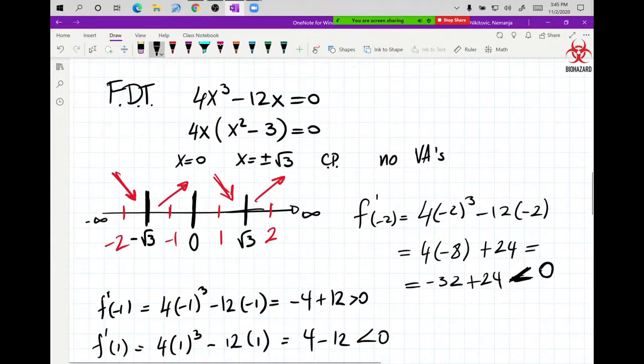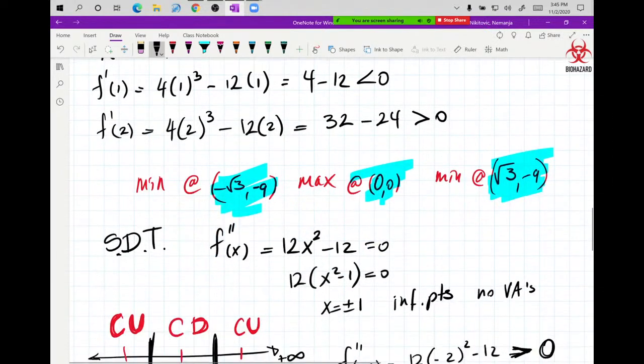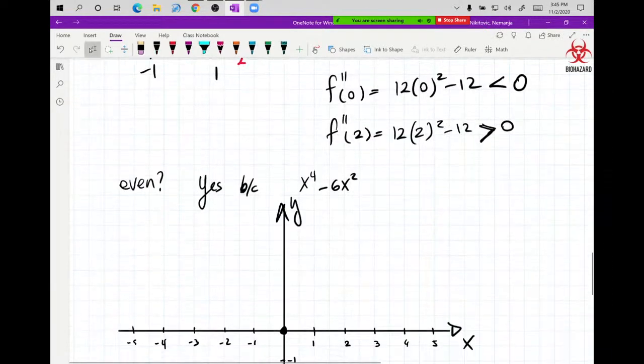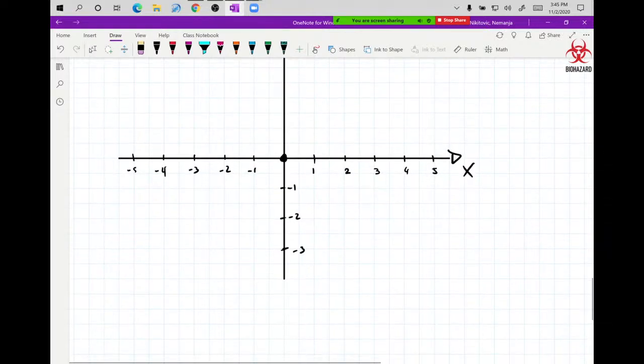So what are my values? Oh, we have a negative 9. Sheesh. We have to have a different scale on the y-axis. That's okay, we'll live.